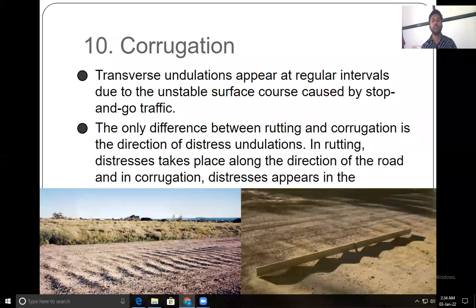The only difference between rutting and corrugation is the direction of the distress undulations. In rutting, distress takes place along the direction of the road, in the longitudinal direction along the path of the road, and in corrugation, distress appears in the transverse direction. That is the only difference between these two.